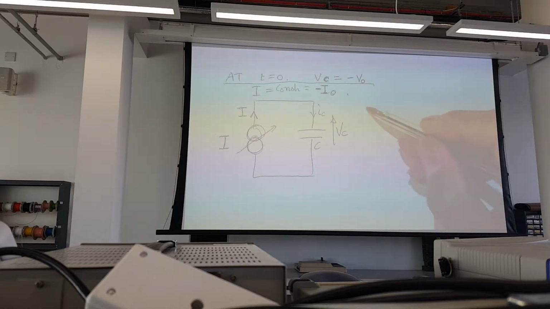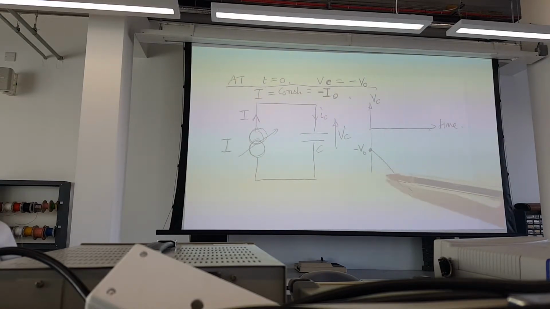Shall I draw here? Yeah? That's time along there. This is VC. Where does it start from? At time t equals 0. Yeah, it's minus V naught. It starts there. And is it going to go up? Like this? It's going to go negative, yes.